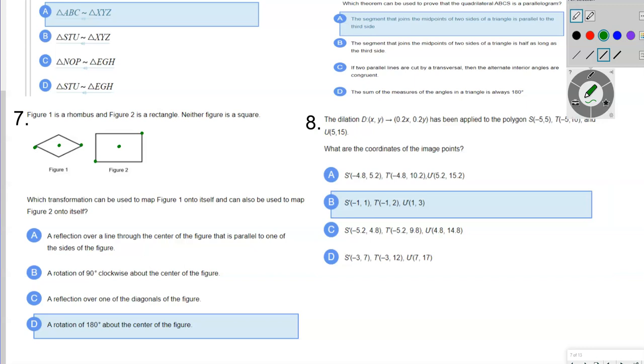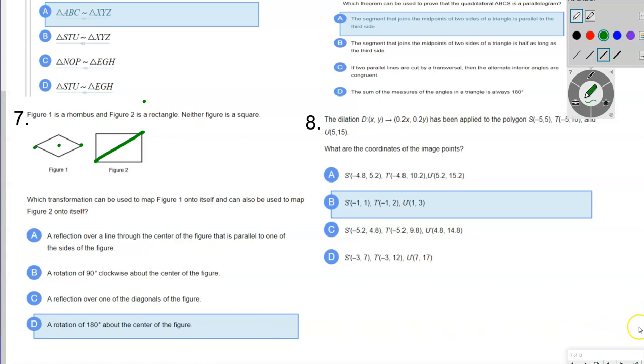So reflection through the center of the figure that's parallel to one of the sides, that's not going to work, right? Because things are going to move top to bottom. For figure 1, the rotation 90 degrees clockwise about the center, that's only going to move it till they're vertical. And then a reflection over one of the diagonals, that's definitely not going to work either for both, because if we do a diagonal here, then this point goes up there, right? Okay, so that's why the answer is D.